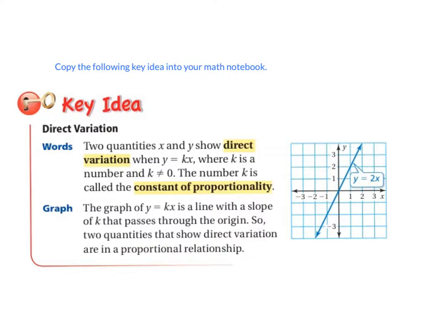Two quantities, x and y, show direct variation when y equals kx, where k is a number and k does not equal 0. So k is going to be a coefficient as long as k does not equal 0. The number k is called the constant of proportionality. The graph of y equals kx is a line with a slope of k that passes through the origin. So two quantities that show direct variation are in a proportional relationship.